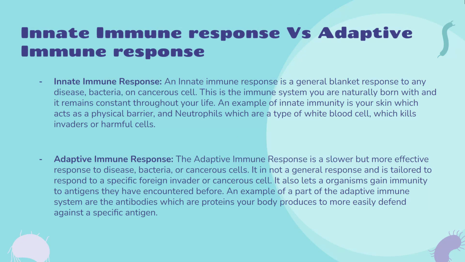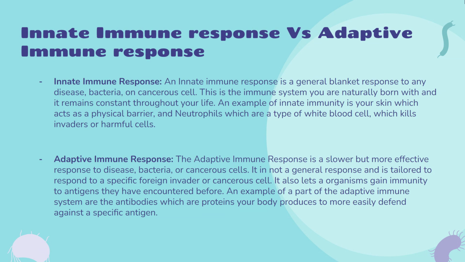First, we'll be talking about the innate immune response versus an adaptive immune response. An innate immune response is just a general blanket response to any disease, bacteria, or cancerous cell. This is the immune system that you're naturally born with, and it remains constant throughout your life. Now, I don't mean that it will remain equally strong. Of course, people get old and their bodies don't work as well, so this will get weaker.